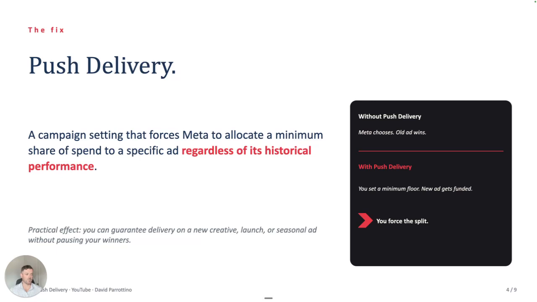It's a campaign setting that forces Meta to allocate spend to a specific percent of the ad set budget, regardless of its historical performance. So the practical effect of this is that you can guarantee delivery on a new creative, a launch, or a seasonal ad without pausing your winners, right?